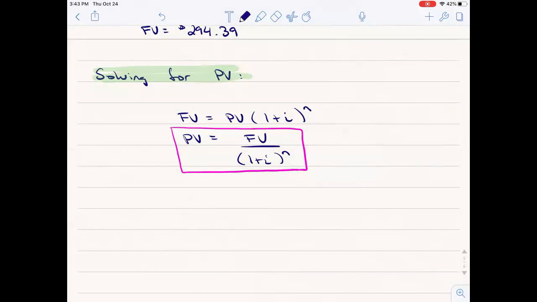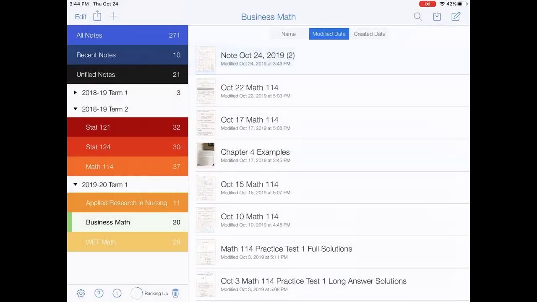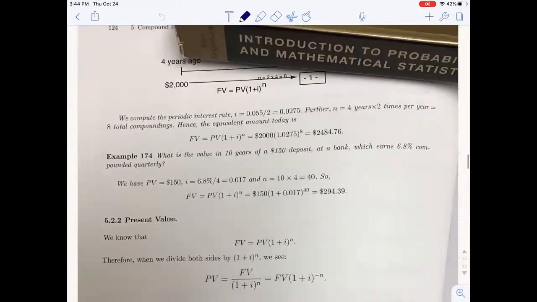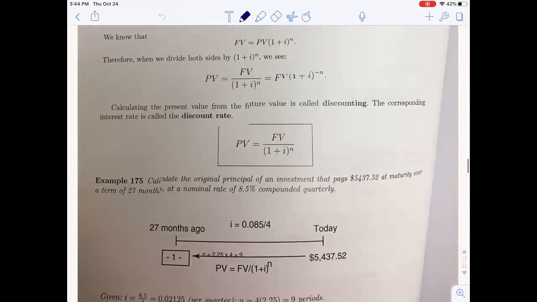So that's just how we're going to solve for the present value. If the formula is on your formula sheet, you're free to just use it. So you don't have to show me how you got it every time. But if it's not on your formula sheet, then you have to show me how you got it at least once. Okay. Example 175.